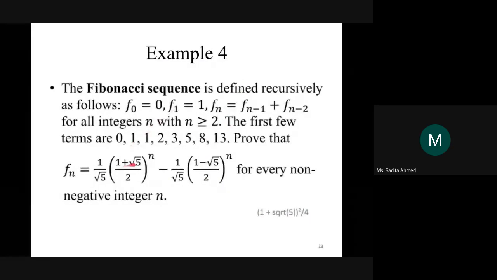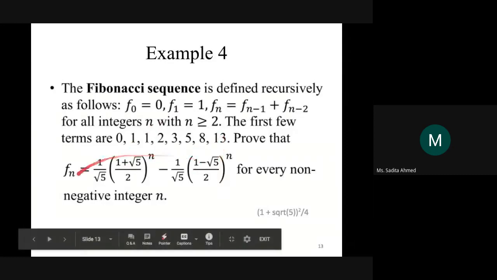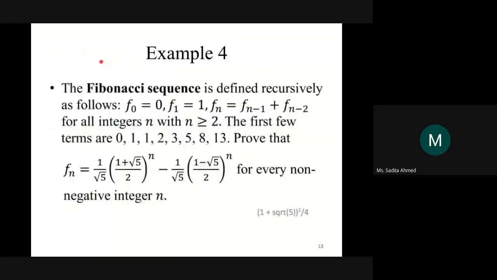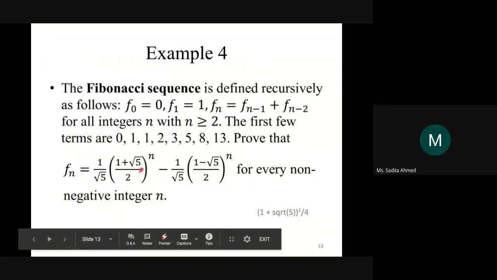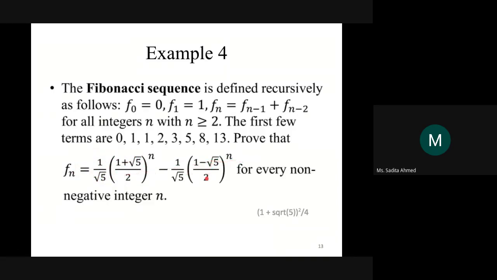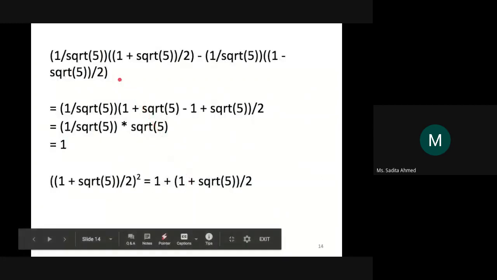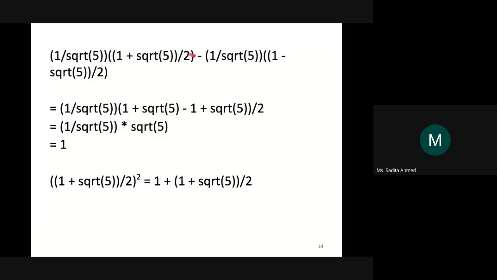Okay. Now, for n is equal to 1. For n is equal to 1, we have 1 here, 1 here. You will see that ultimately after calculation, you get 1. So here, what do we get? 1 by square root of 5 multiplied with 1 plus square root of 5 by 2. That is what we get in this sum term, right? And here we get 1 by square root of 5 multiplied with 1 minus square root of 5 by 2. The difference between the two. As we just discussed, for n is equal to 1.